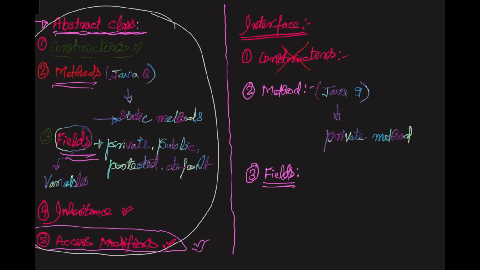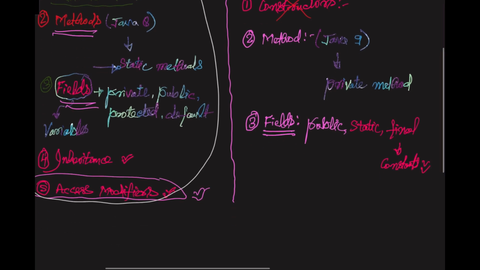All the fields, like all the variables in an interface, are implicitly public. Let me change the color. Okay, public, static, and final. Final is what? It is a constant. Okay, now let's check the fourth one.